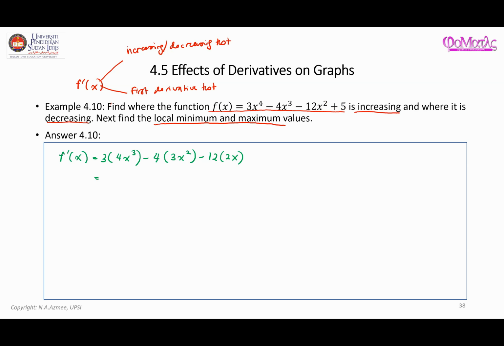Next we can simplify what we've got on the right hand side. We have 12x cubed minus 12x squared minus 24x. It is a good idea to write this expression into factors. So let's factor out 12x. This one will become x squared minus x minus 2. By inspection, you can see that this can also be factored into x minus 2 and x plus 1. So that is the first derivative.